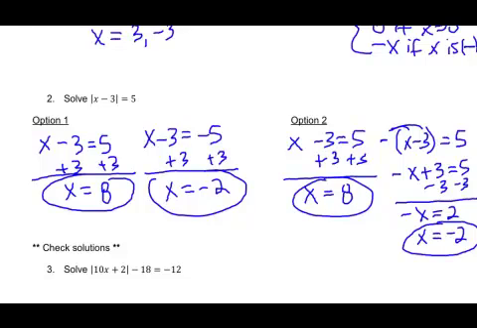So again, it's just two different options, two different ways of solving the same equation. And you always want to check your solutions, make sure that they work, because in some cases they might not all work.